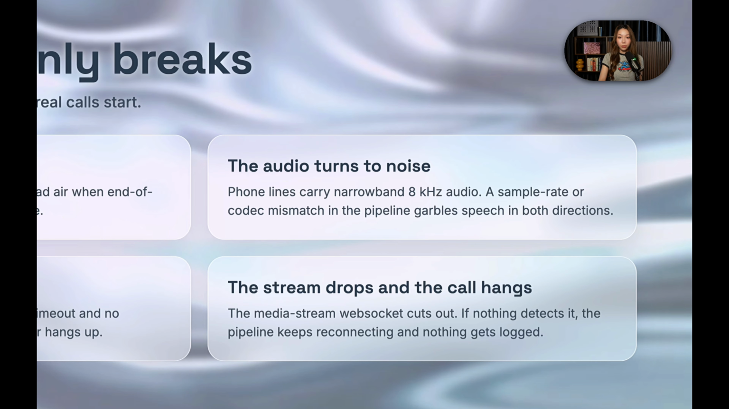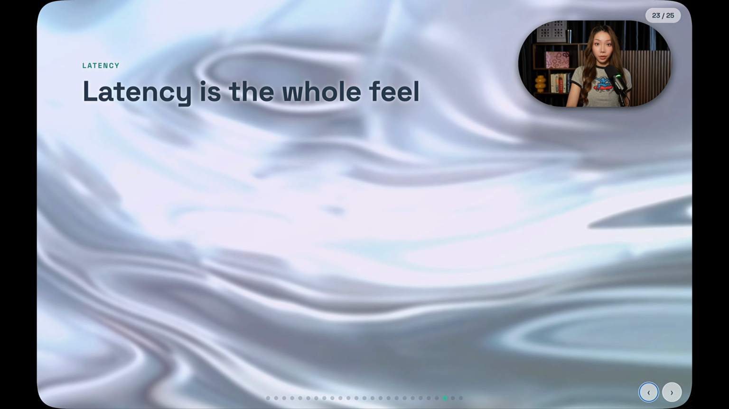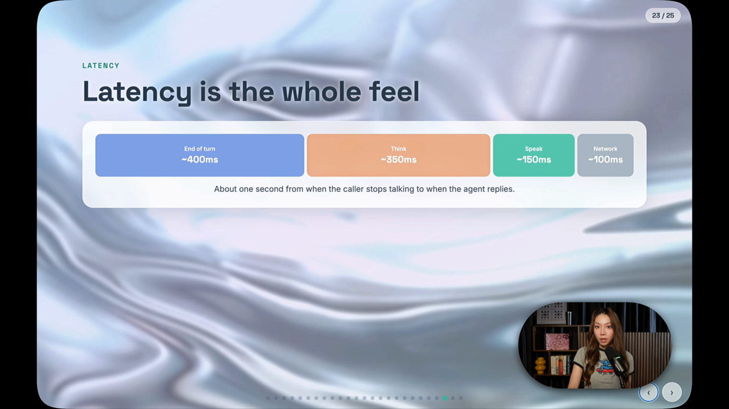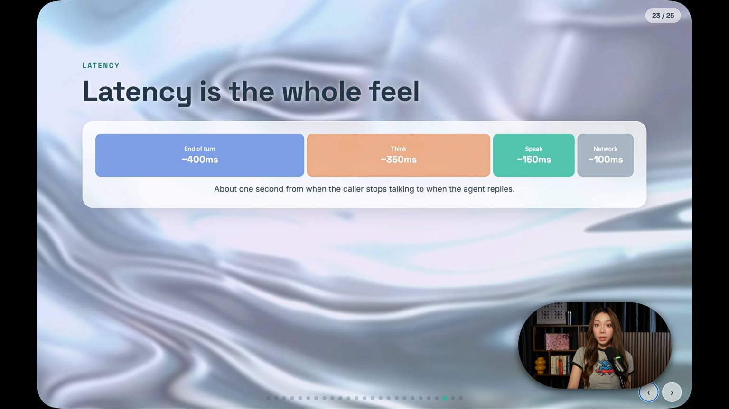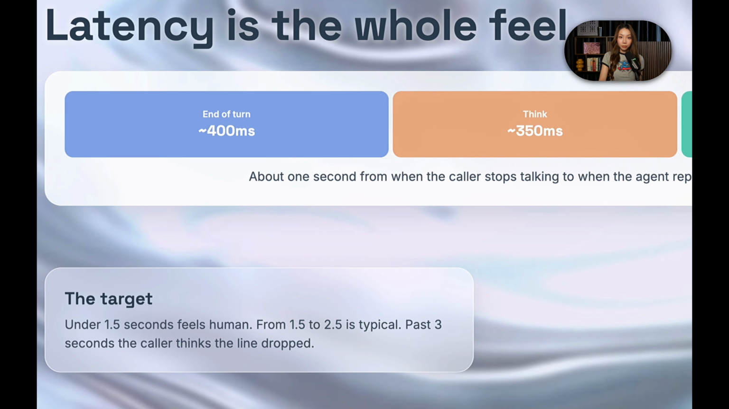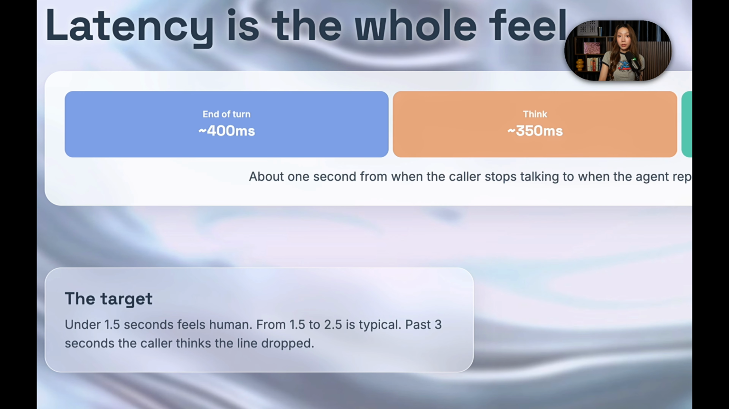Plan for all four. Latency is the whole feel of the call. Added up, end of turn is about 400 milliseconds. Thinking is about 350, speaking about 150, and the network about 100. That's roughly 1 second from when the caller stops to when the agent replies. Under a second and a half feels human. A second and a half to 2.5 is normal. Past 3 seconds, the caller thinks the line dropped.